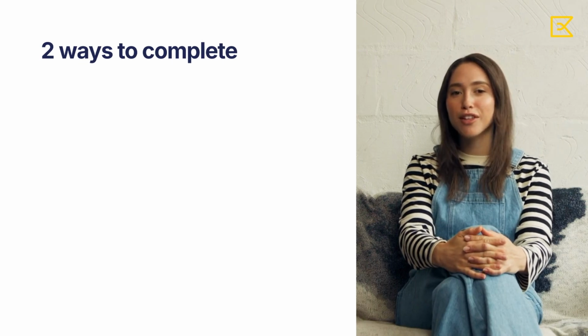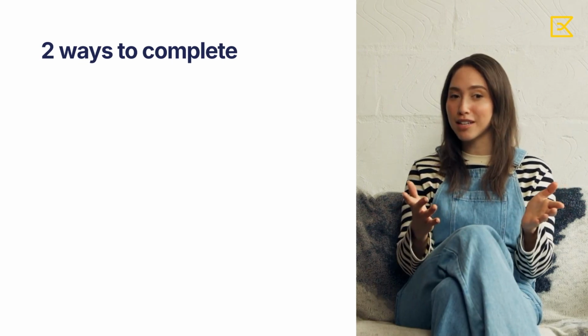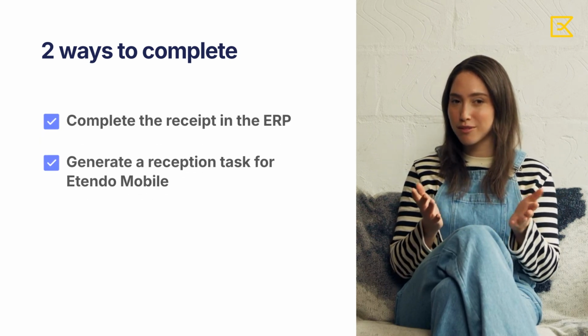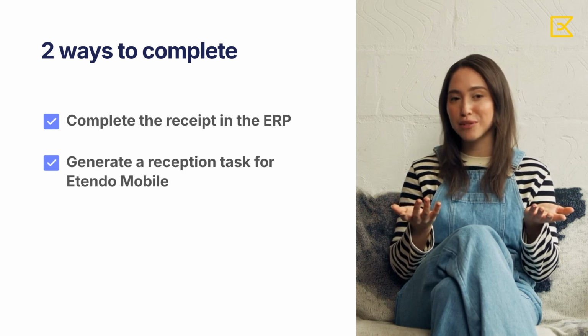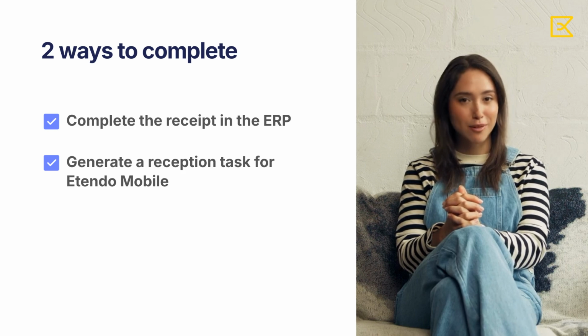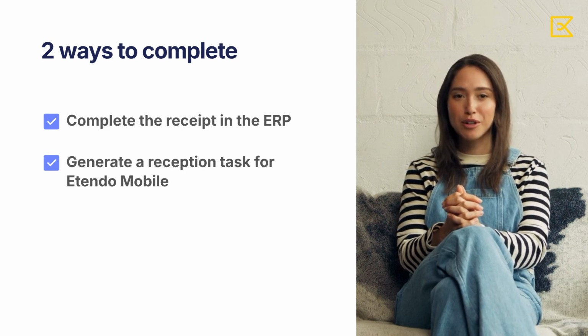Once the receipt is defined, there are two ways to complete the process. You can finish the receipt directly in the system or generate a reception task for a mobile device operator. Imagine receiving items from 3 different suppliers at once. You simply use the Create Lines from Order button to select all relevant order lines in one step.